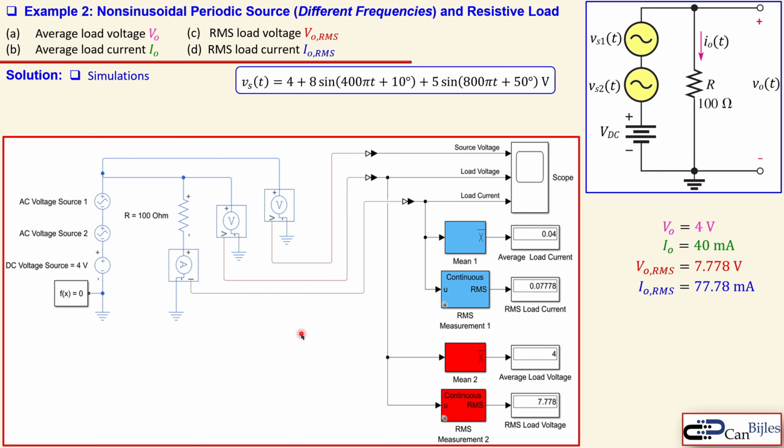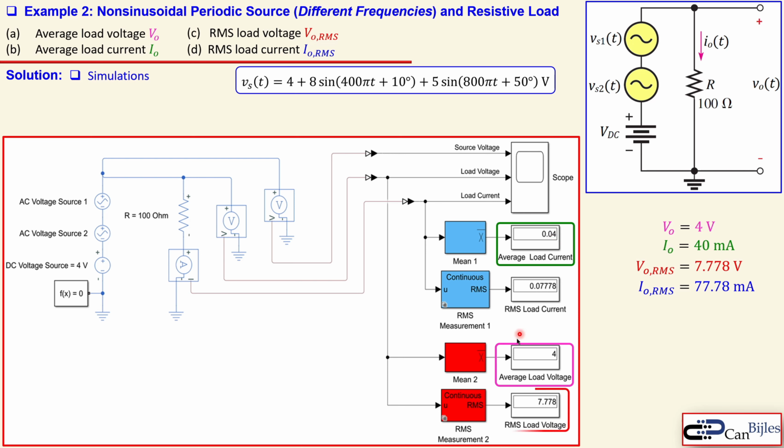Now let's go one by one through what we have and what we now see in our simulations. The first one is the average load voltage, which is 4, exactly as we have, because from the load voltage here, you take the mean, which is the average, and you get 4. The next one is the average load current. So you take the load current and take the mean. That will be 0.04, or 40 milliamps. So again, that is verified.